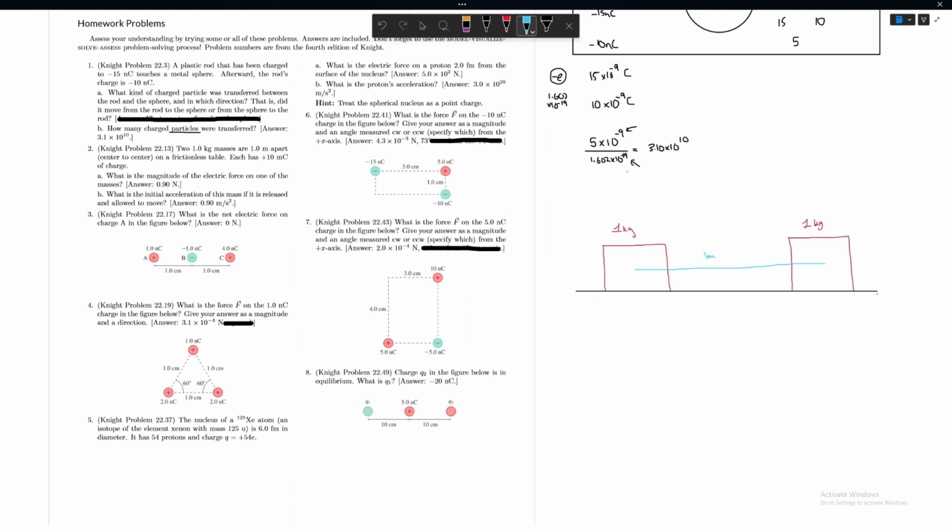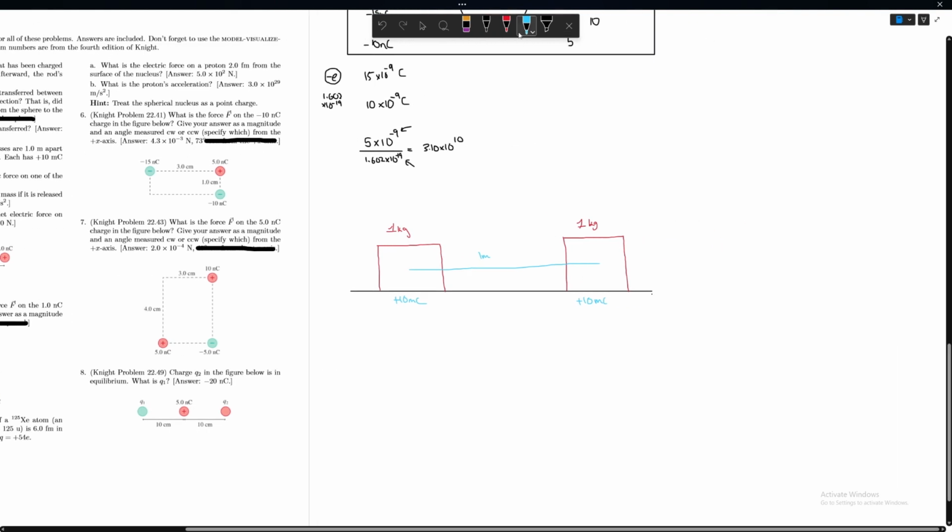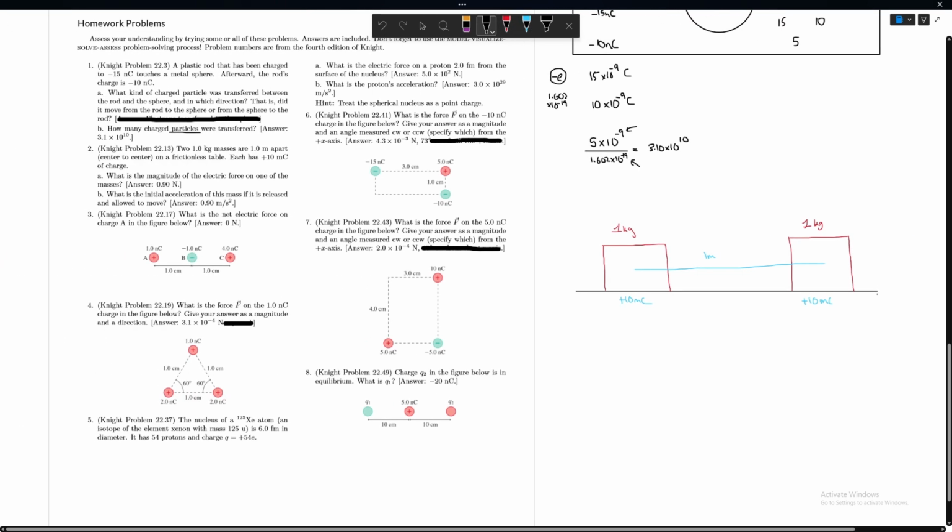All right. And on a frictionless table, each has a plus 10 millicoulombs, I think this is. So each has a plus 10 millicoulombs. It doesn't say if it's an insulator or a conductor, but I don't think it matters for this question. What is the question though? What is the magnitude of electric force on one of the masses? And since we have their mass, we have their charge, what can we do?